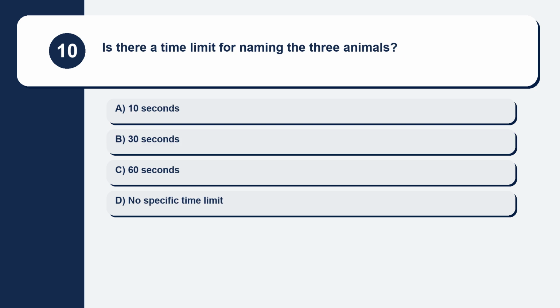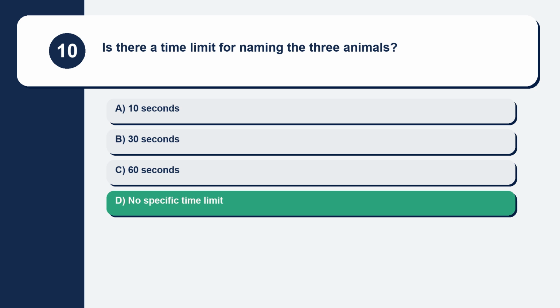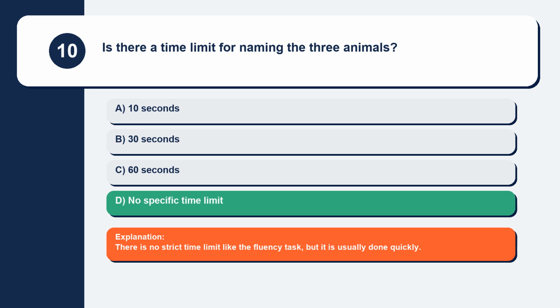Question 10. Is there a time limit for naming the 3 animals? 10 seconds. 30 seconds. 60 seconds. No specific time limit. There is no strict time limit like the fluency task, but it is usually done quickly.